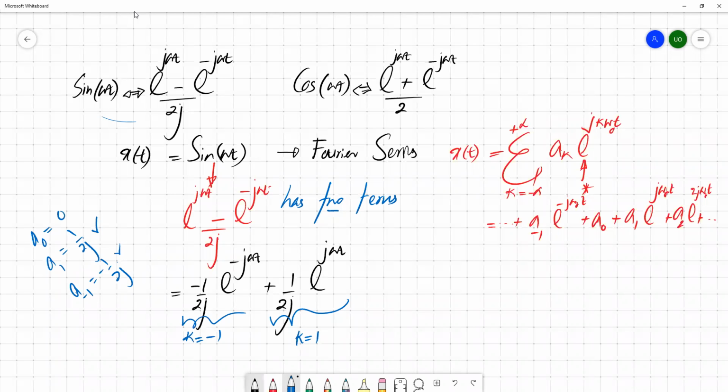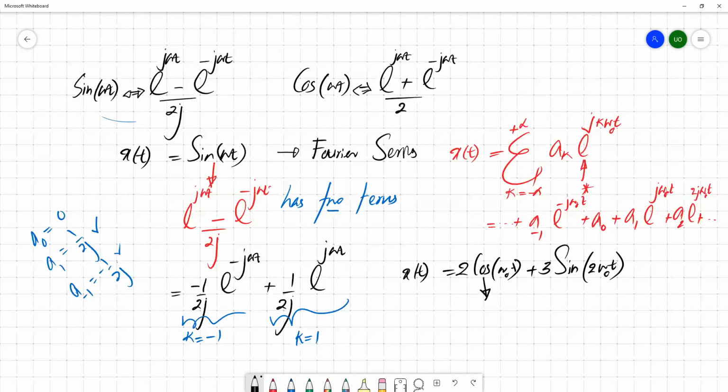So for example, if you have another example, let's assume x equals 2 cos omega naught t plus 3 sin 2 omega naught t. So this is our function. If you are asked to evaluate the Fourier series, convert it to exponentials by substituting this. Convert the sine and cosine of omega naught t by substituting this.